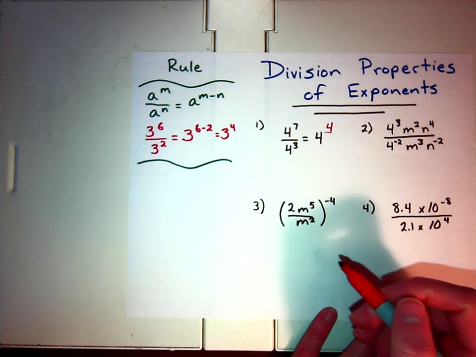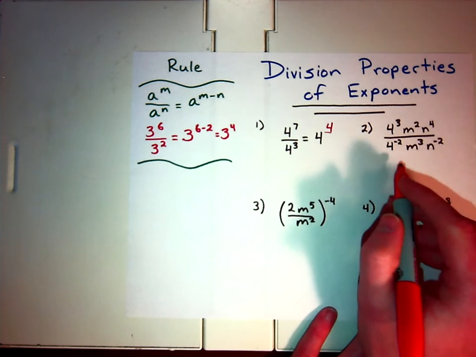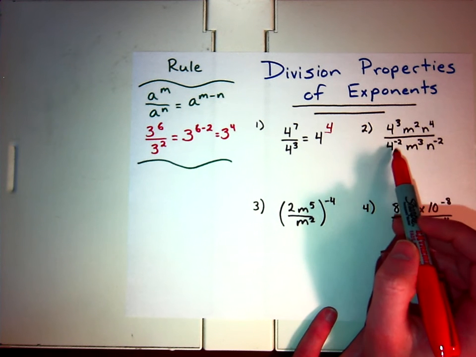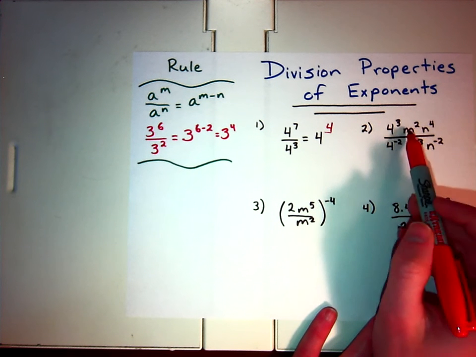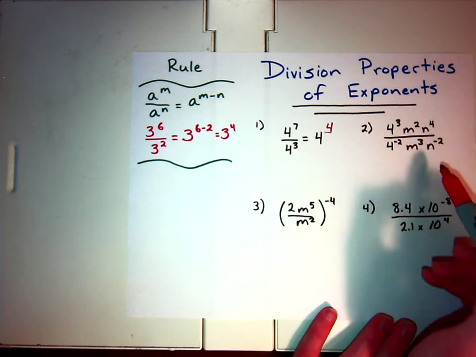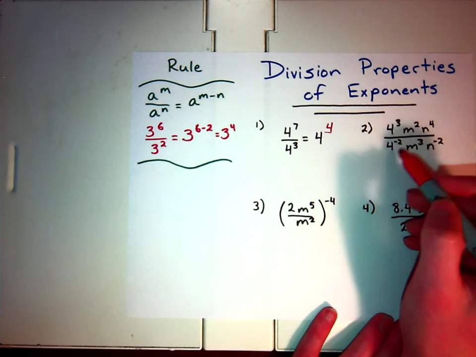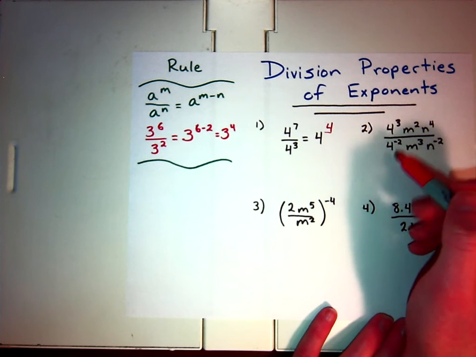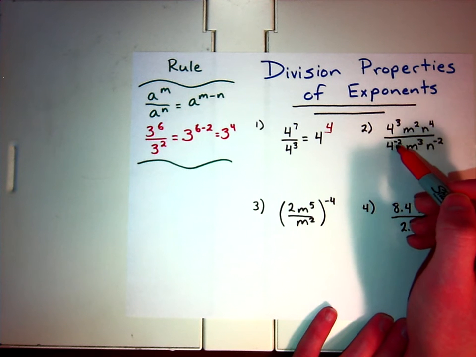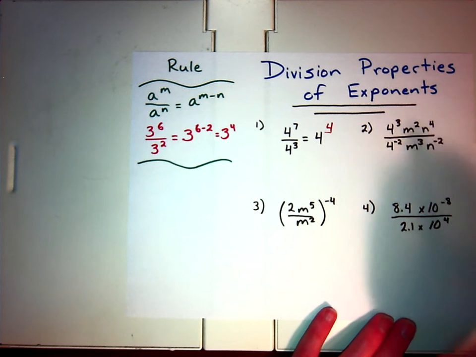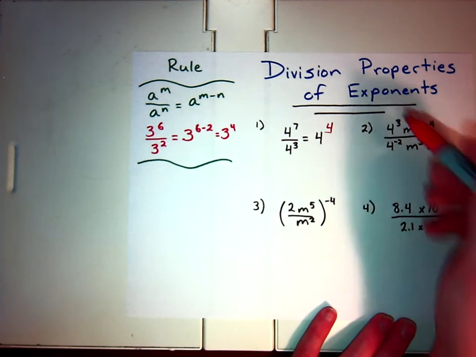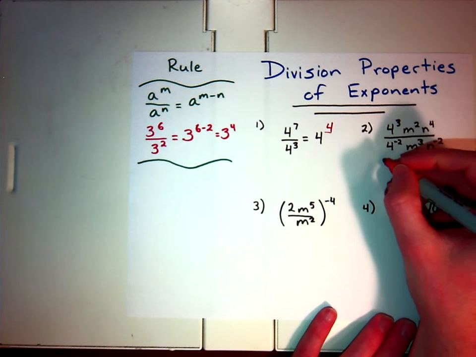Now, number 2, we see a lot of them. So I see 4 to the 3rd power, 4 to the negative 2nd. I see m to the 2nd, m to the 3rd, n to the 4th, n to the negative 2nd. So a lot of similar bases. So these are going to combine. And I think since I have this negative, this is going to go up. Remember, I can put this into the denominator to be positive, if you remember your rules with negative exponents. But let's look. So when we're dividing, I can do this.